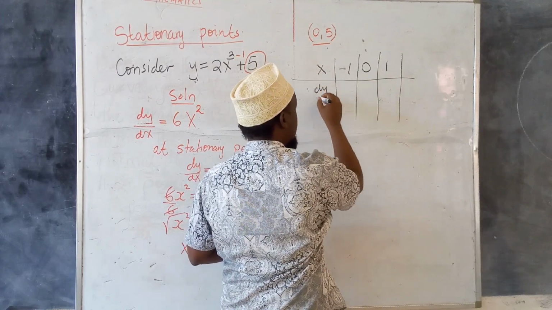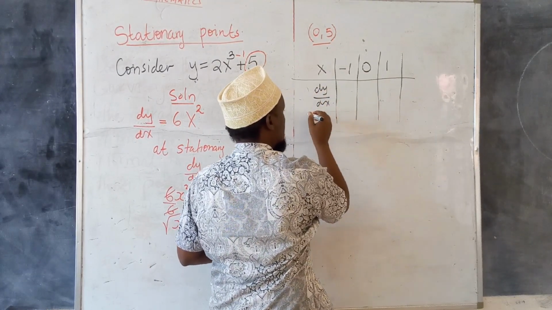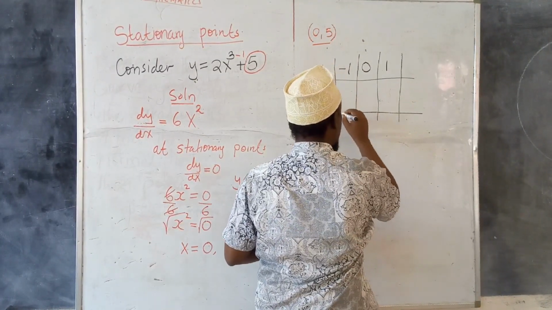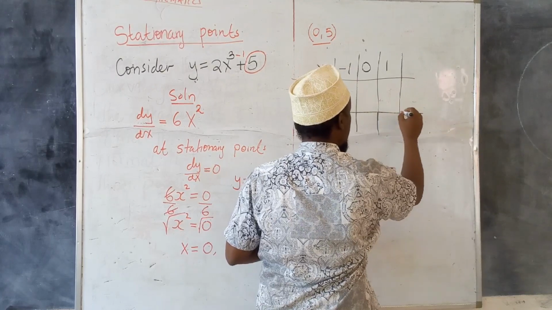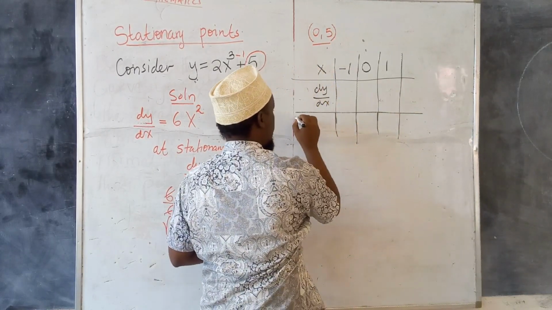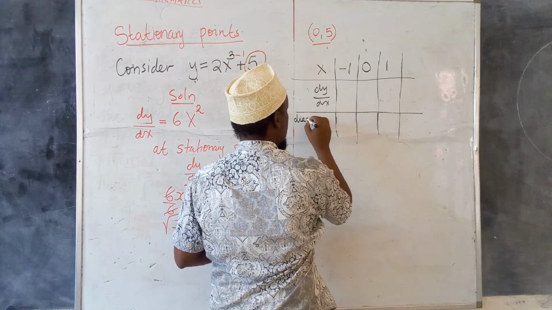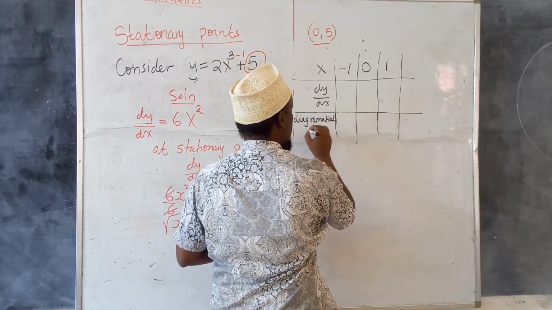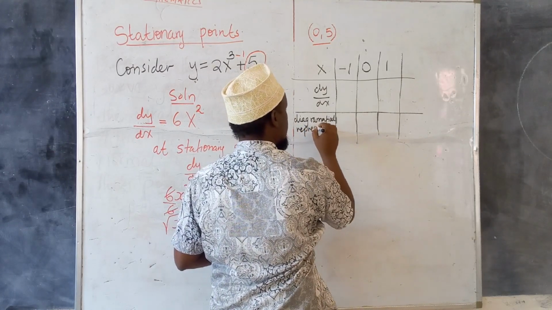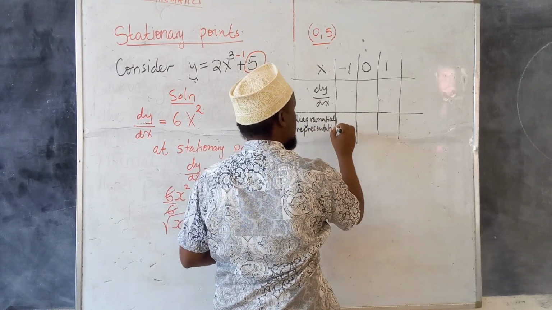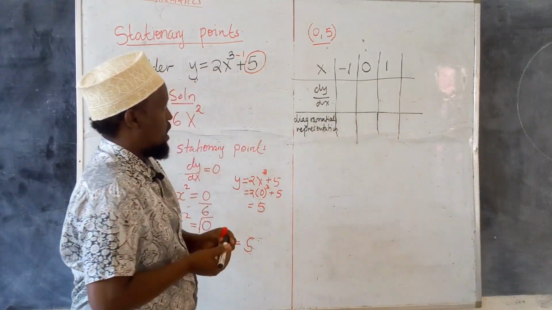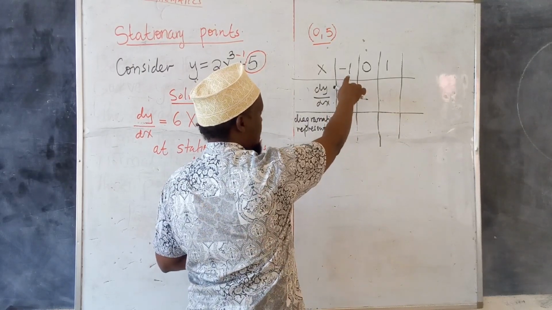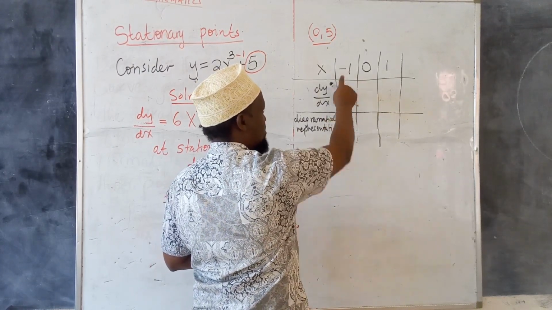Then we have to find the gradients of these points on the curve. Then we also have to draw the diagrammatical representation. Good. Now we have to find the gradient on the curve when the value of x is -1.